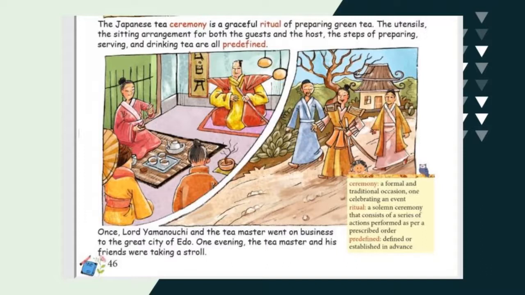Once Lord Yamanouchi and the tea master went on business to the great city of Edo. One evening, the tea master and his friends were taking a stroll. So what happened? Lord Yamanouchi and the tea master went to the great city of Edo. Why did they go there? They went on business. So one evening, what happened? The tea master and his friends were taking a stroll, meaning a leisurely walk. Okay, they went outside for a short leisurely walk.